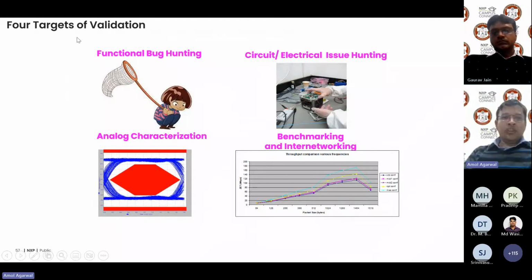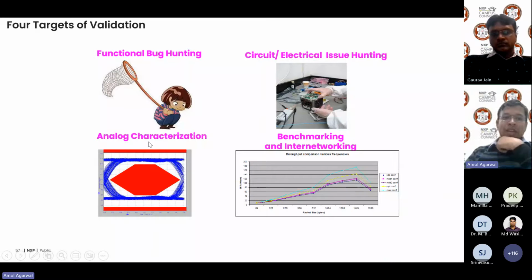So these are the four targets of validation. As we discussed, functional bugs, so whether functionally your chip is working fine or not. Second is critical electrical issue hunting, whether there are any shorts or not. Suppose during manufacturing, there is an issue and your two metals get shorted. All these things would be caught in your circuit or electrical issues.